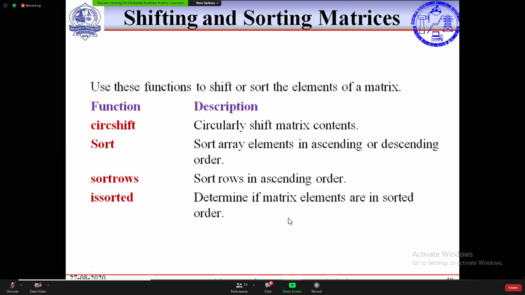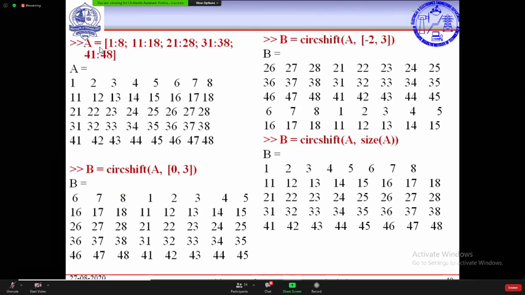Okay, now let us have this: A is the matrix. What is it going to do? 1 colon 8 means 1 to 8. This is 1 2 3 4 5 6 7 8, the first row. The second row: 11 colon 18 means 11 to 18, then 21 to 28, third row, fourth row, fifth row. This is what the matrix is. What is it asking to do? Circular shift A comma 0 comma 3. What is the meaning of this? Can anybody explain this? What is happening? You have the answer also.